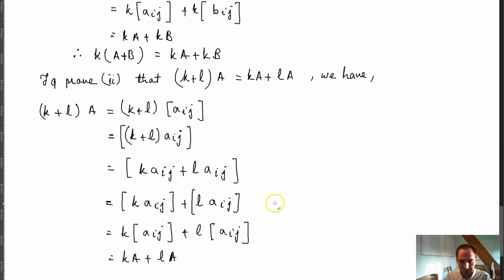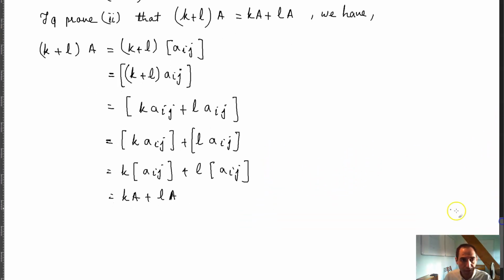Right? Which basically means that k plus l times a is equal to k times a plus l times a.